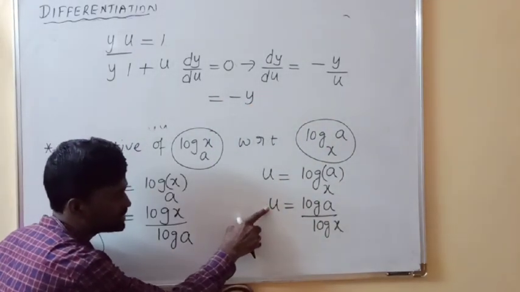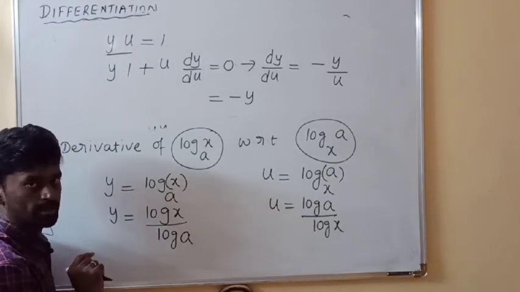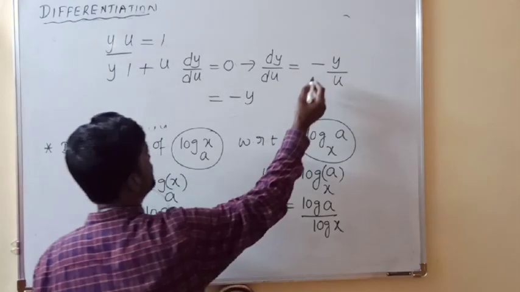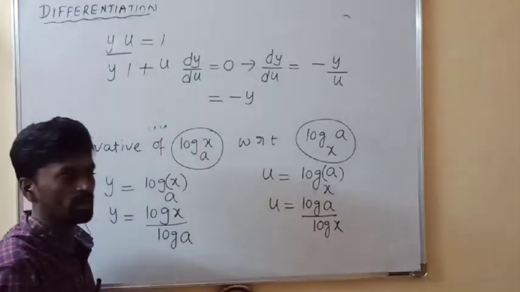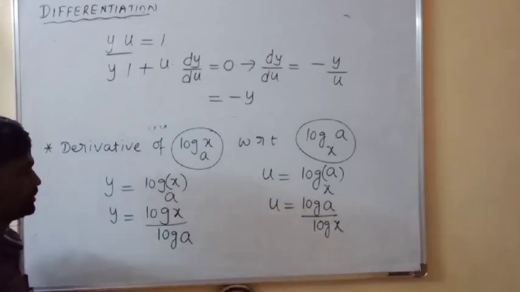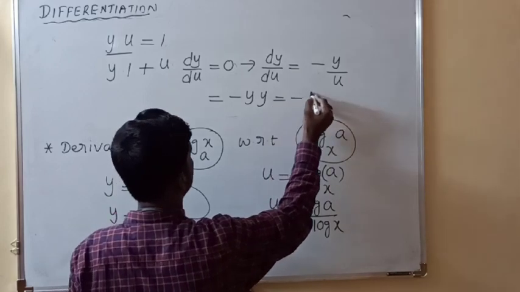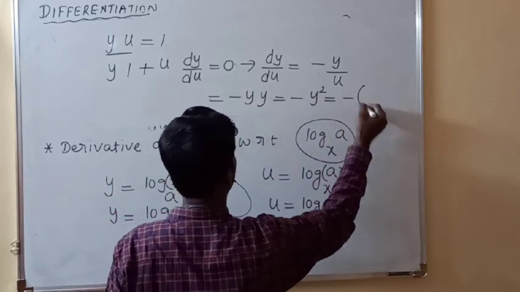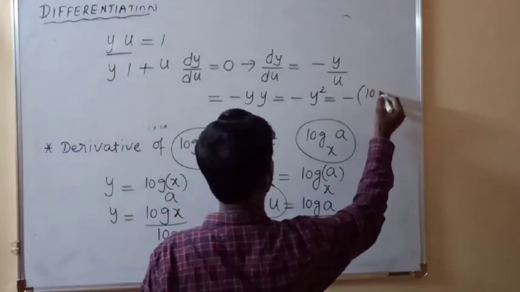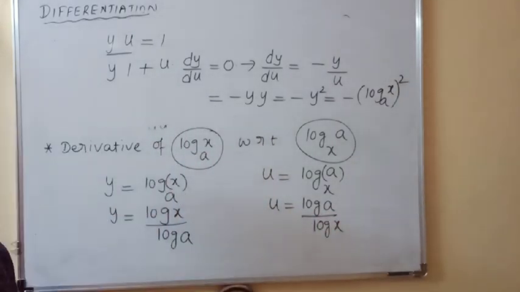So this 1 by u is nothing but log x by log a. Correct? 1 by u is nothing but log x by log a. So that log x by log a is nothing but y. This can be written as minus y into 1 by u. So 1 by u is log x by log a, and that log x by log a is nothing but what? y into 1. So minus y square. That is minus, what is the y value? Log x to the base a whole square. So this is the simplest way.